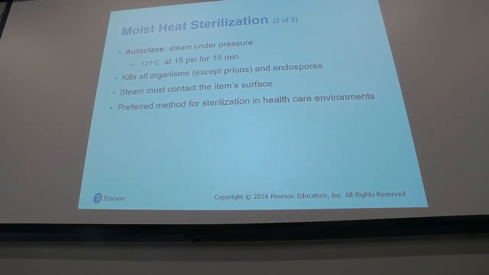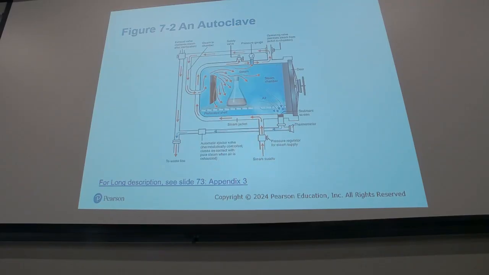Why is this? Well, because with the exception of prions, which are proteins, you kill all organisms and endospores at this temperature, pressure, and time. Something for sure is that the steam must get in contact with the surface of these items. And then this process is highly regarded in healthcare and lab facilities as well, because it's very effective.